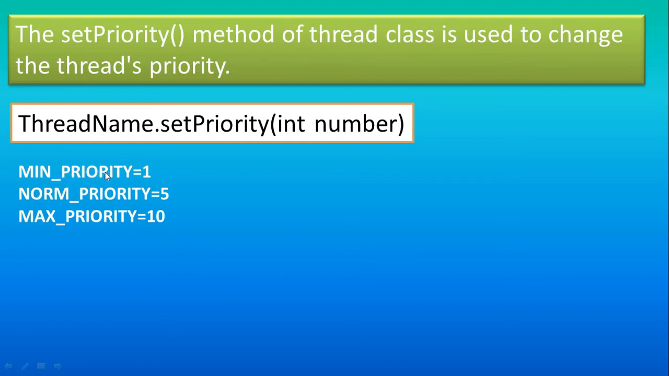MIN means minimum priority, so that thread will get its chance at the last. NORM means as usual normal priority. If three threads have normal priority, they will be executed simultaneously. Same, if all threads have maximum priority, they will be executed simultaneously. So here one trick is important: the maximum priority will be executed first, then NORM, then MIN. If more threads have the same priority, they will run simultaneously. That is the logic of using the thread priority program.